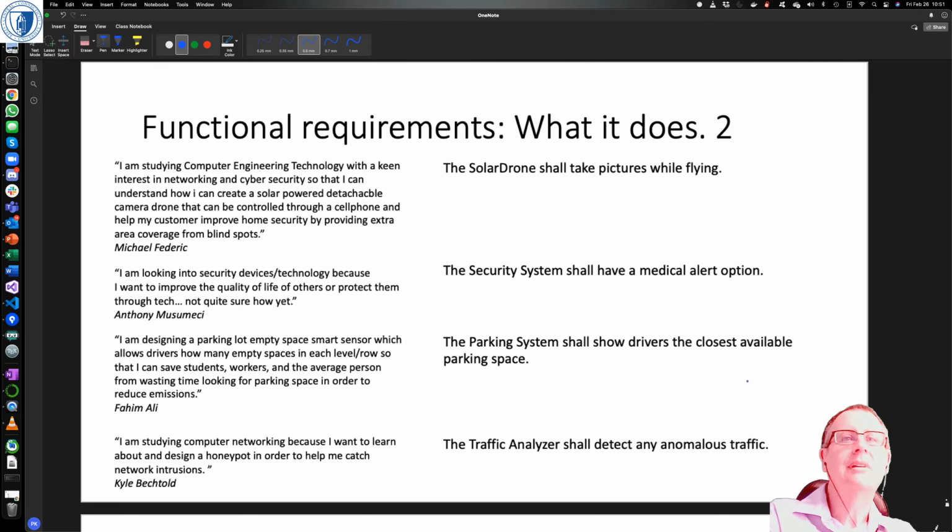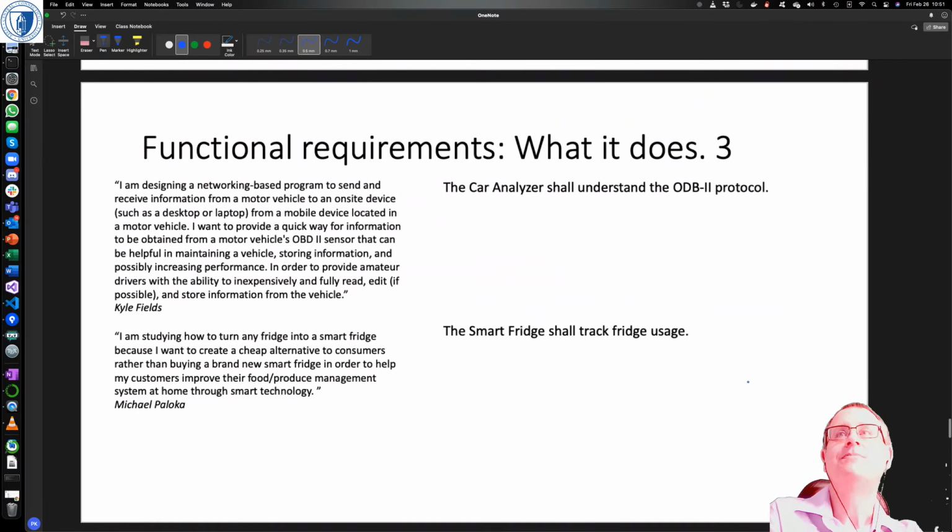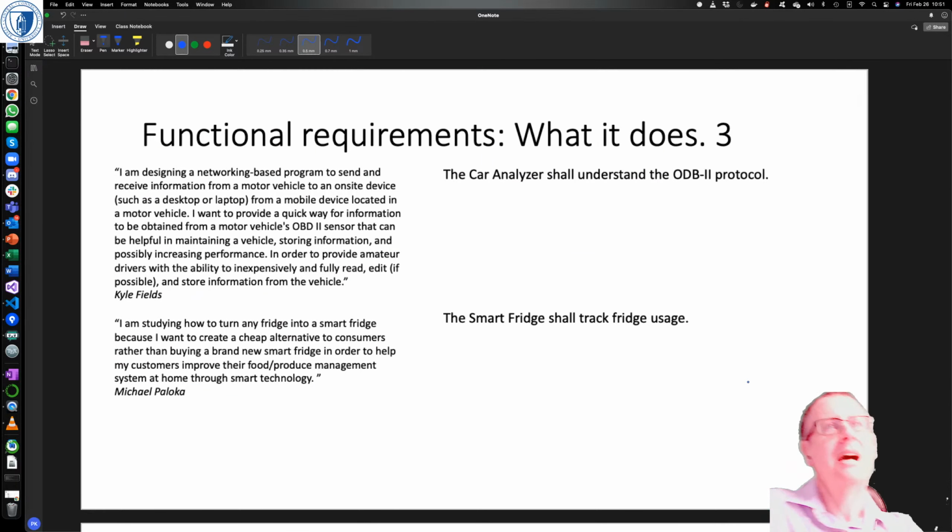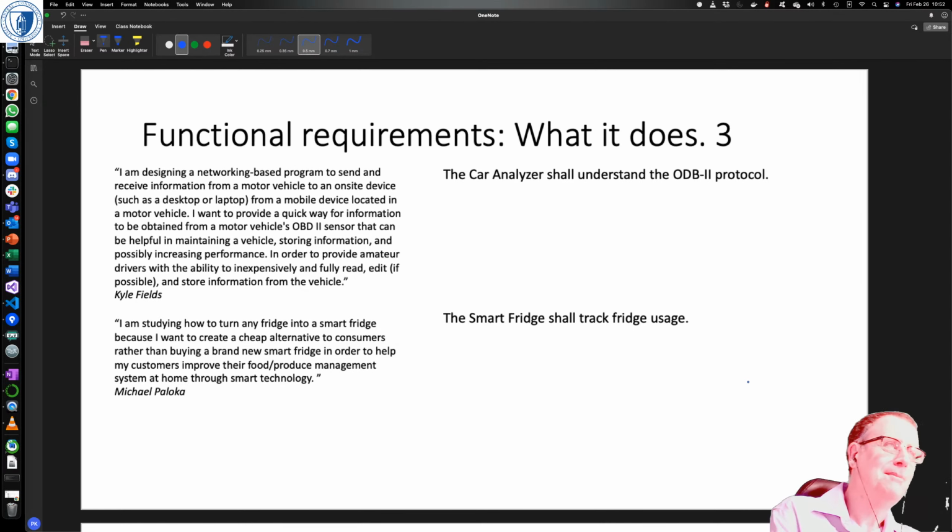And then Kyle's, the traffic analyzer shall detect any anomalous traffic. I don't know whether that's what you want to do, and maybe that's a little different from what we heard today. But again, I was just trying to make up example functional requirements for everybody. And then Kyle Fields, the car analyzer shall understand the OBD2 protocol. That's pretty straightforward. So that's a fundamental thing that the Rally system will need to do.